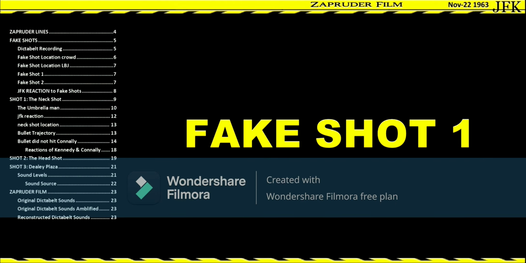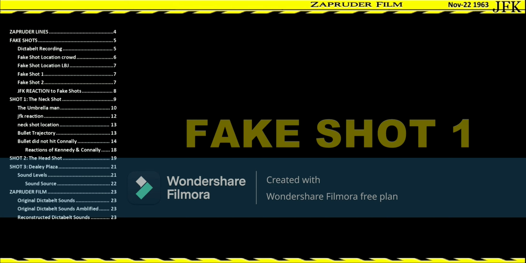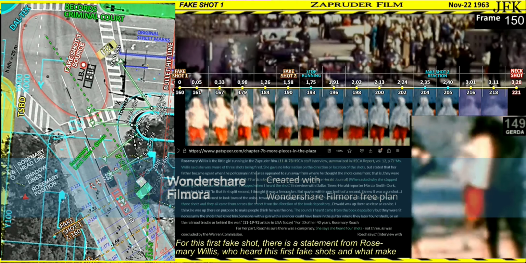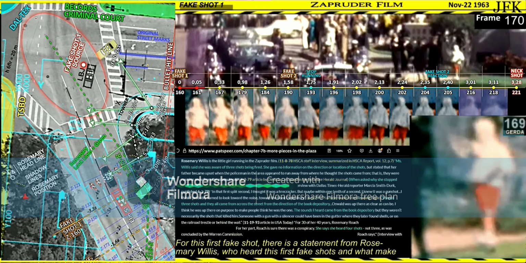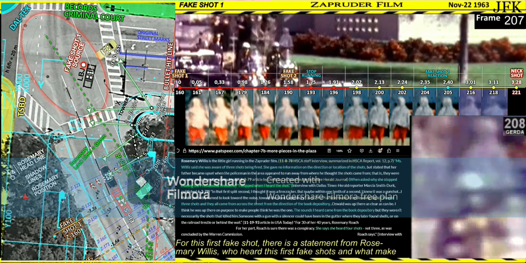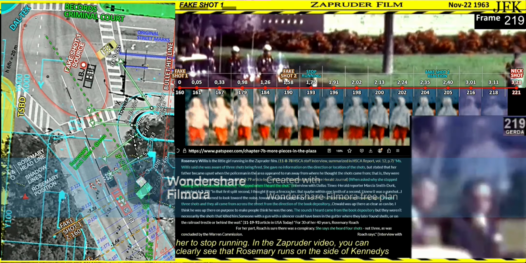Fake shot 1. For this first fake shot, there is a statement from Rosemary Willis, who heard this first fake shot, and it made her stop running.